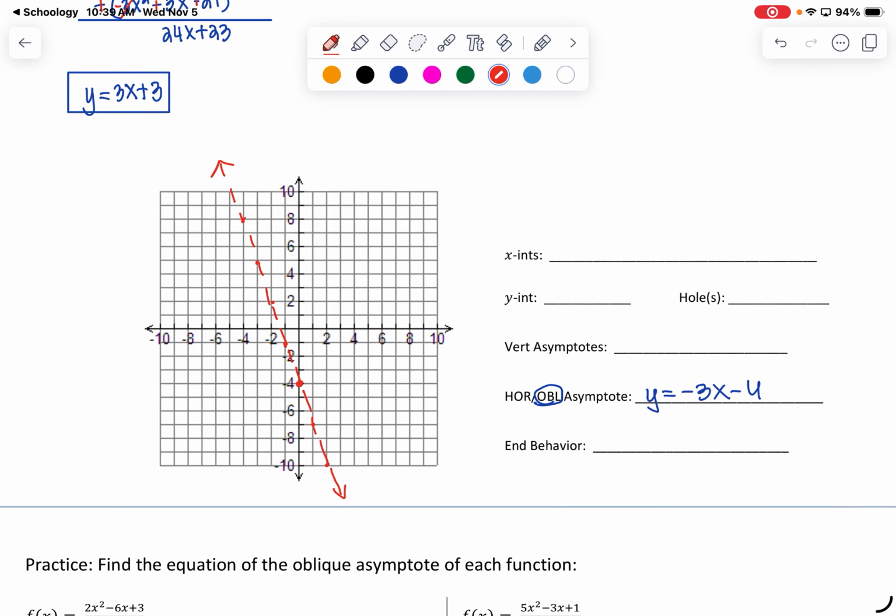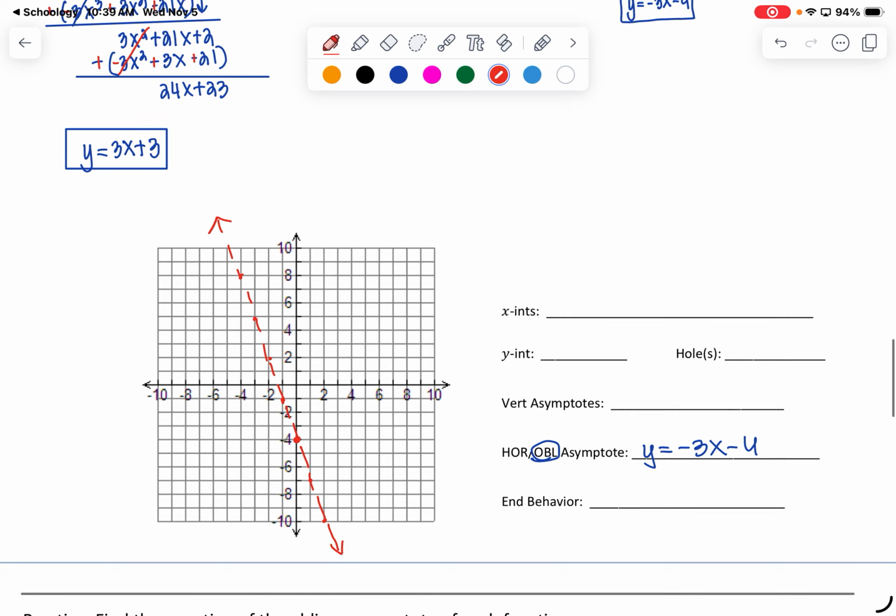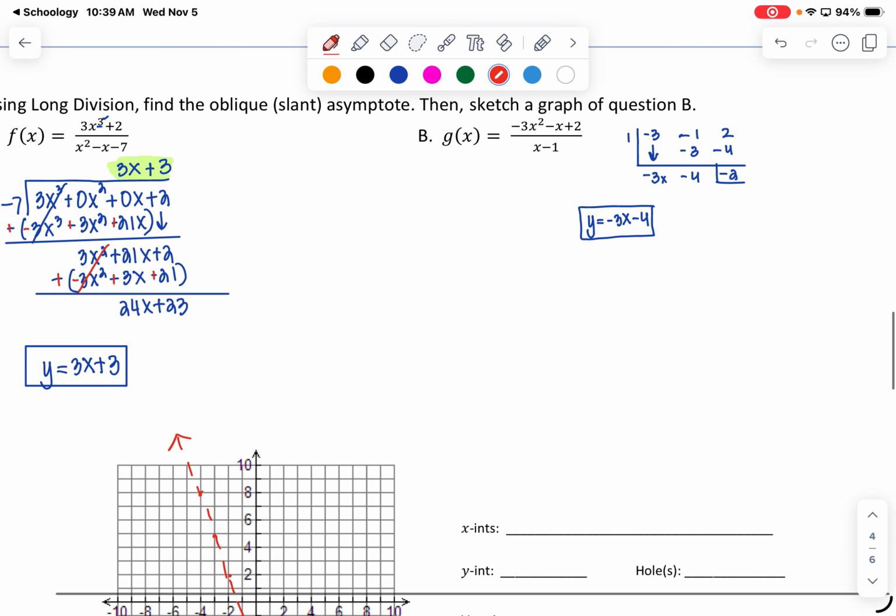All right, now let's get the other information. So I should see if there are any holes in the graph first, right? So I'm going to see if this is factorable and then if any common factors cancel out. So we have g of x equals, and I'm going to see if my numerator is factorable.